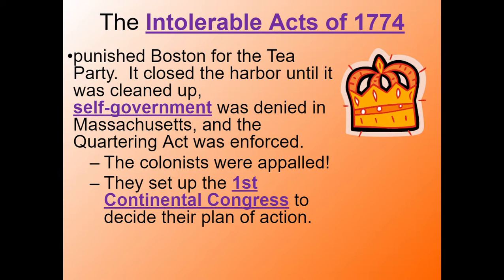The Intolerable Acts of 1774. This is in response to the Boston Tea Party. It closed the harbor until it was all the way cleaned up. Self-government was denied in Massachusetts, and the Quartering Act was enforced. The colonists were being forced to pay for this, and they're appalled. They will set up the First Continental Congress. This will be an organized response to the King and Parliament.